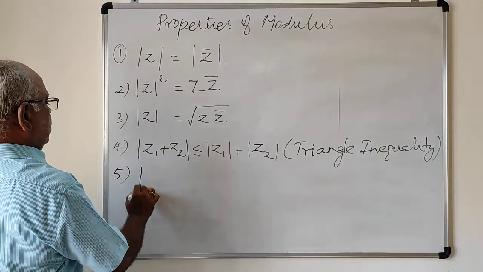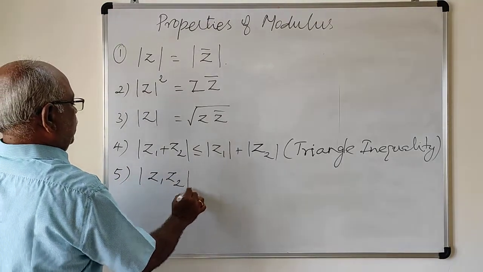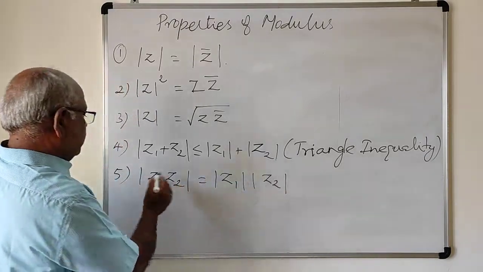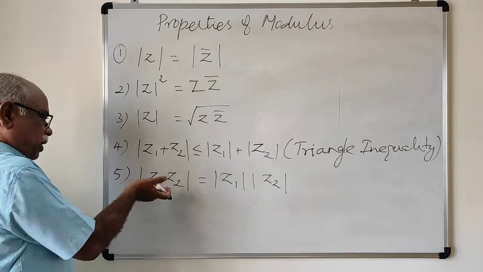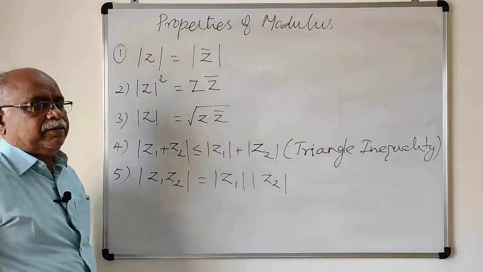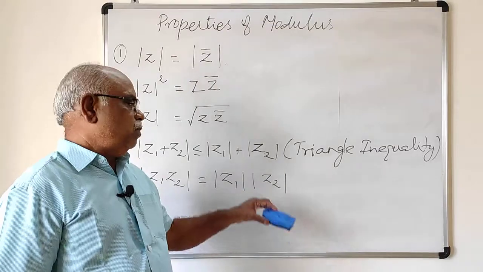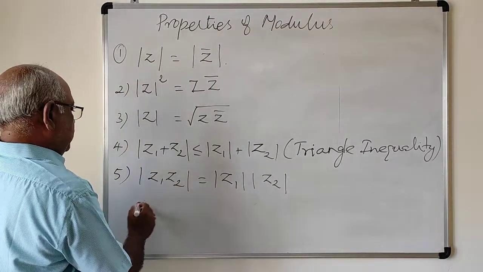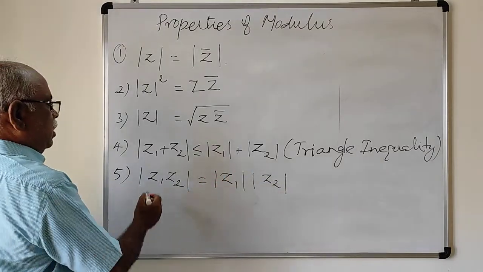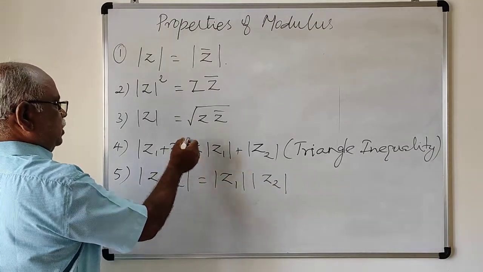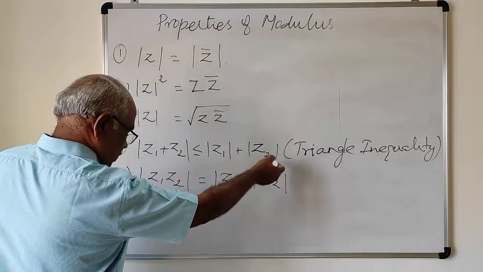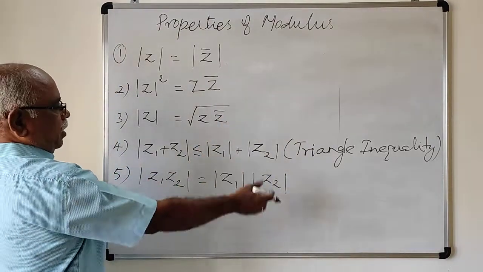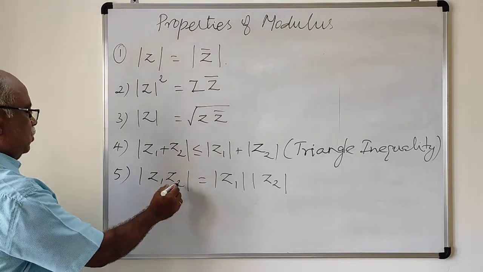Fifth one is modulus of z1 into z2 equal to modulus of z1 into modulus of z2. The modulus of the product is equal to the product of the moduli. Moduli is the plural of modulus. This is the fifth one: the product of the moduli is equal to the modulus of the product, mod of z1 into z2.